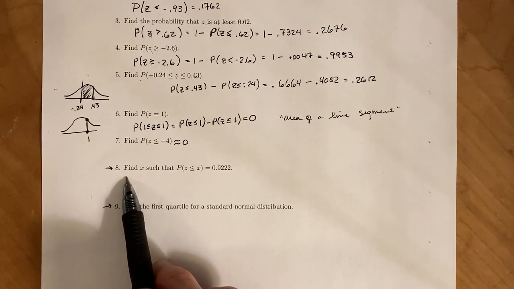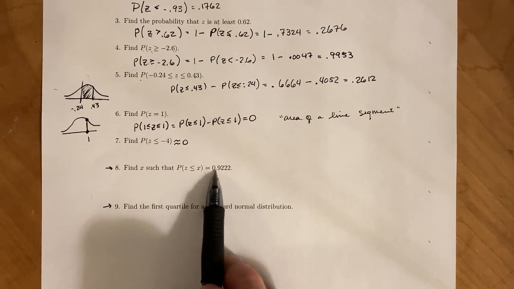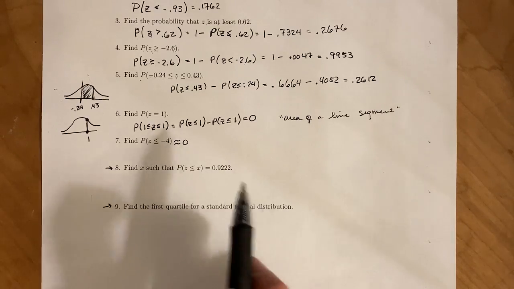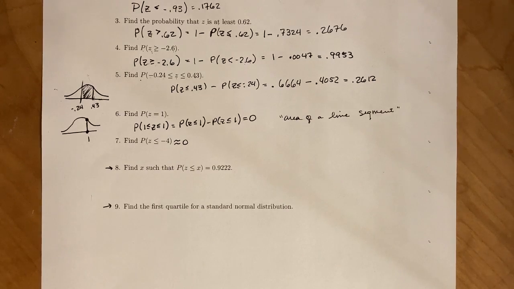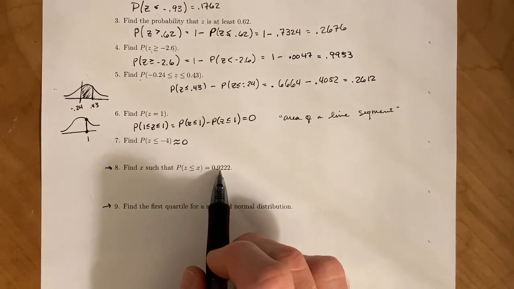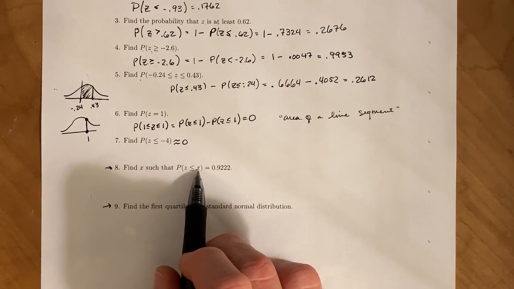Down here, we're trying to find x, so the thing on the inside that is equal to this number here, this 0.9222. Which means we need to flip our perspective around. We need to go into the chart to then find where 0.9222 is, and that row and that column is going to tell us what the x is.